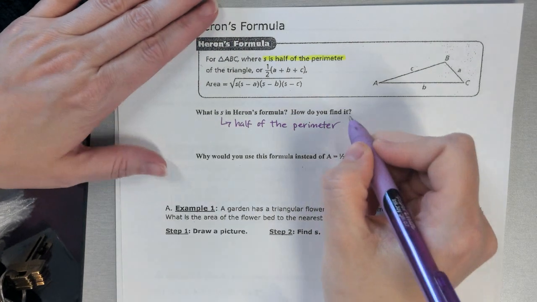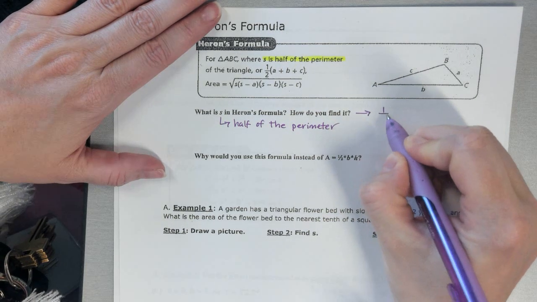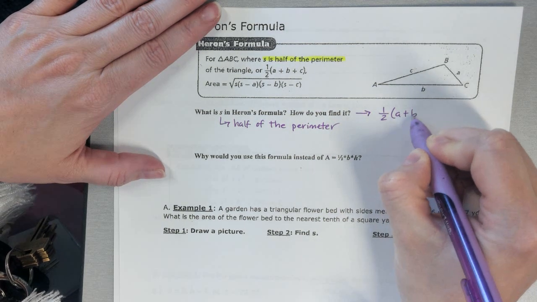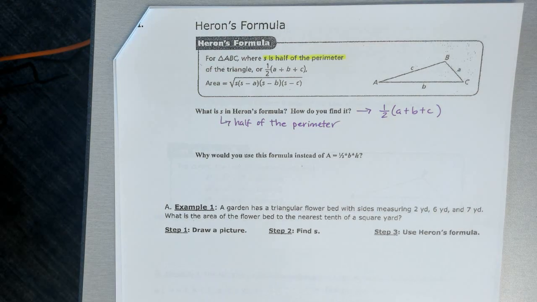Okay, so then how do you find it? It tells you right here. You do the 1/2 and then add up the sides. So add up the sides, in this case it's A, B, and C. And then just multiply by 1/2 or divide by 2.